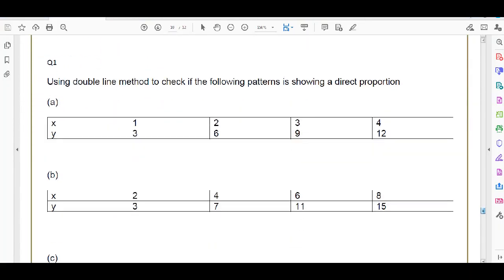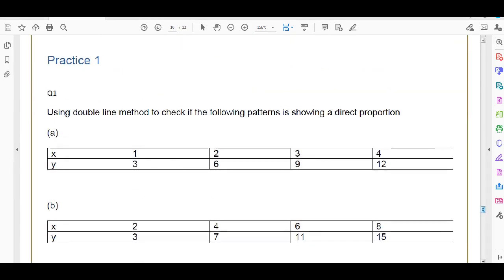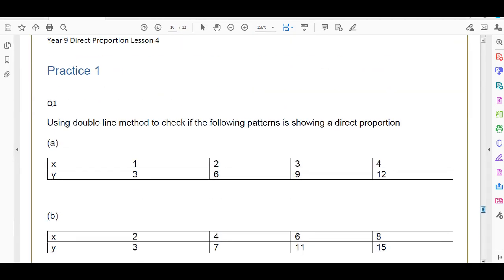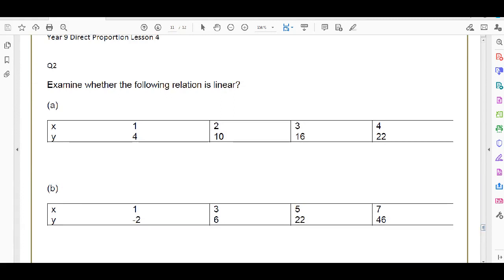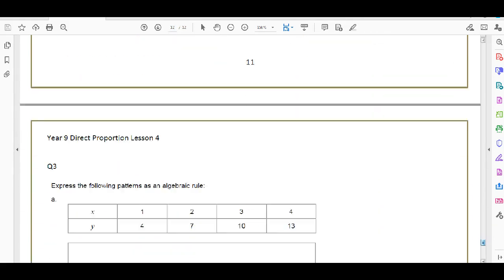Here are some practice questions for you to try. There are several questions we have done. You need to use the double line method to check whether it's direct proportion. Remember, the method we use to check direct proportion is different to the method we use to check whether two variables are in linear relation. If you have some doubts, do go back to see part 1 of this video.